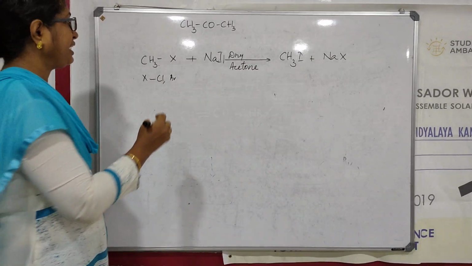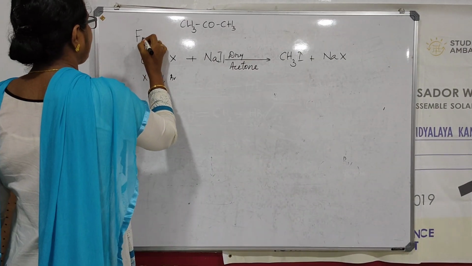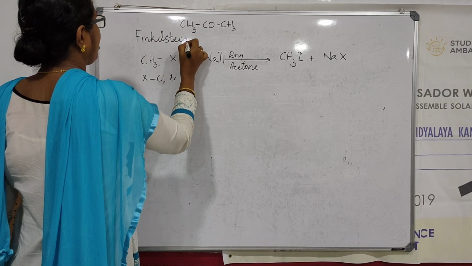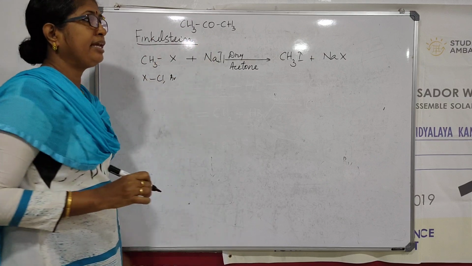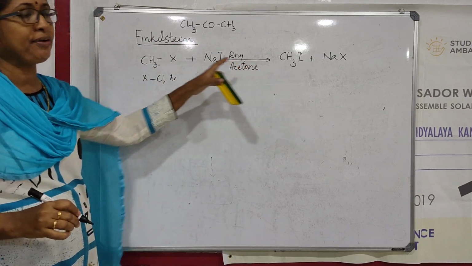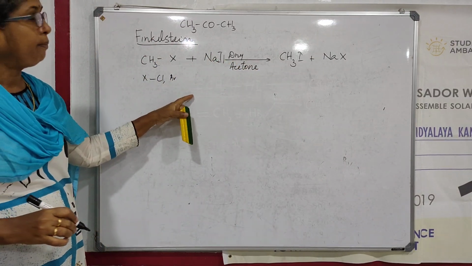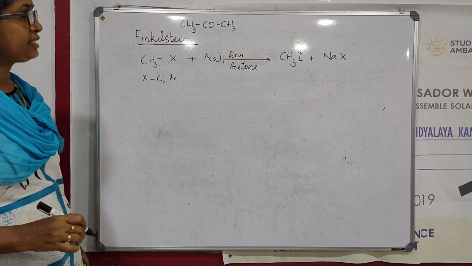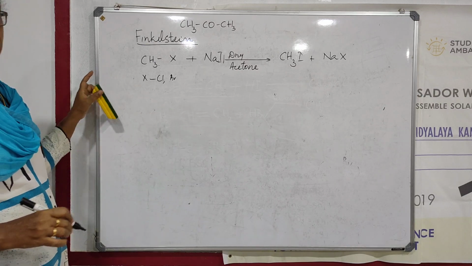And this reaction is a name reaction. It is called the Finkelstein reaction. According to this reaction, an iodoalkane is prepared from chloro or bromo alkane by treating with sodium iodide in dry acetone. That is called the Finkelstein reaction.